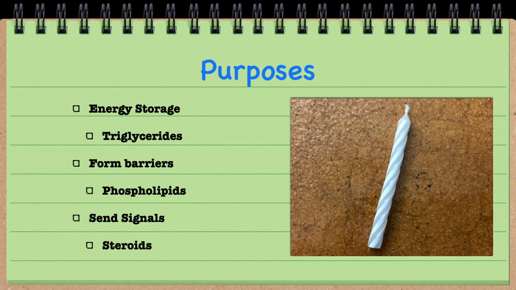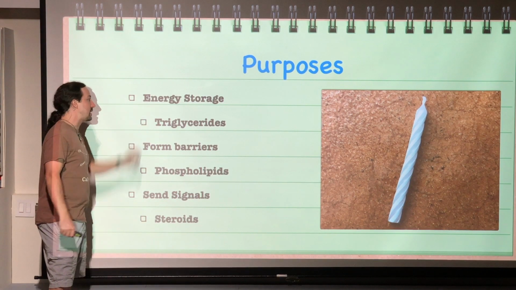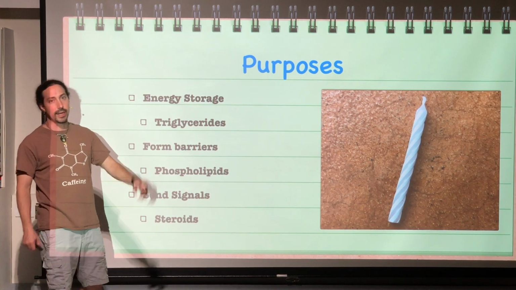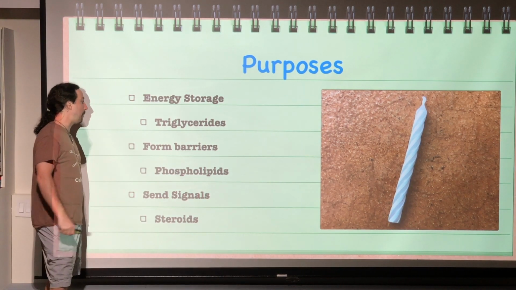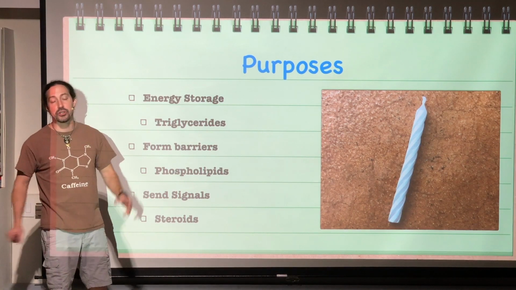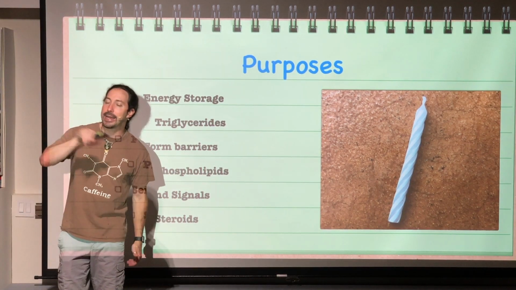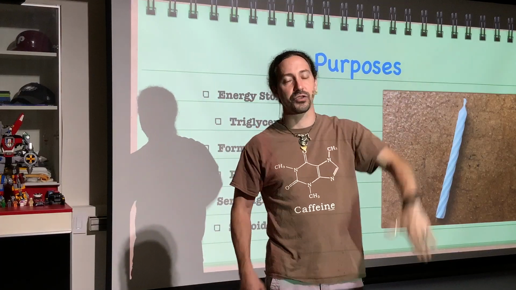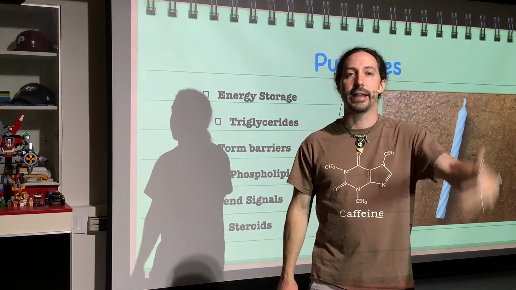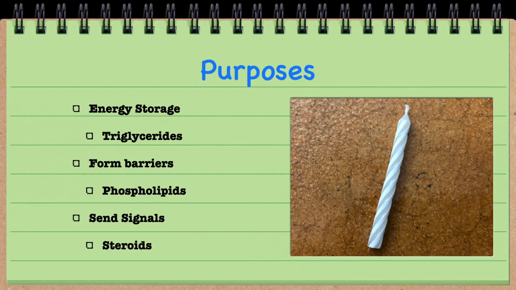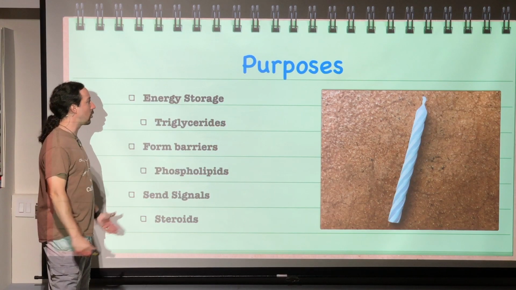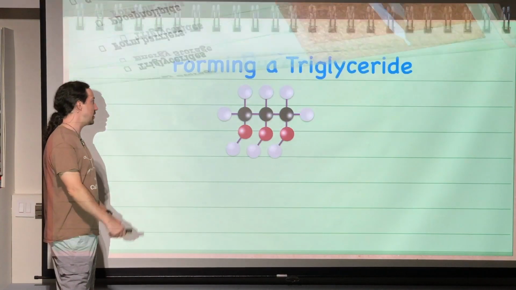Purposes. Well, we got three. First purpose, energy storage. That type of lipid is called a triglyceride. Next, to form barriers. That type of lipid is called a phospholipid. And lastly is to send signals, or to be a signaling molecule, and that type of lipid is called a steroid. So we're going to go through each of these so you can see what they look like and how they do what they do.